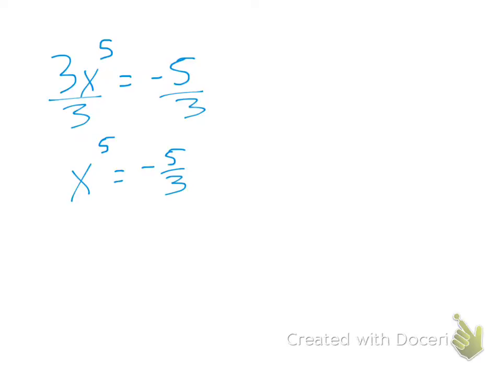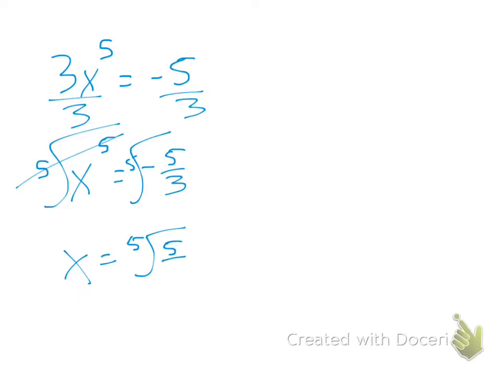And then the question is, how do you get rid of something to the 5th power? Take the root, not the square root, that would get rid of a square, but whatever root it's called. What power is it? It's 5. So we take the 5th root of both sides. Those will cancel. So x equals the 5th root of -5/3. You can take your calculator and figure that out. Remember, when you're taking a root of a fraction, you can take the root of the top and the bottom. So be careful on that.